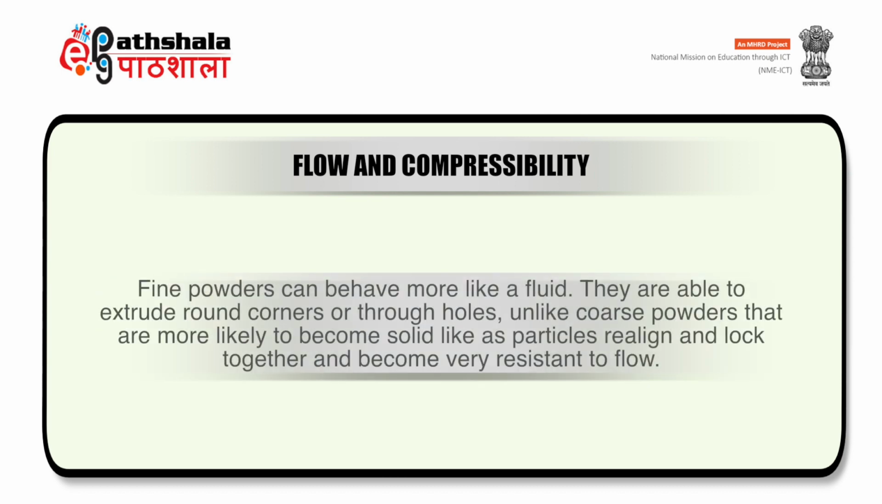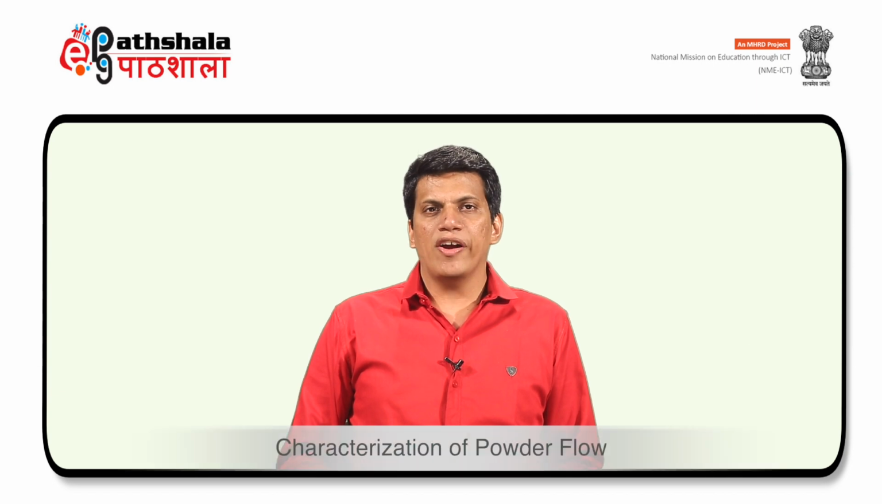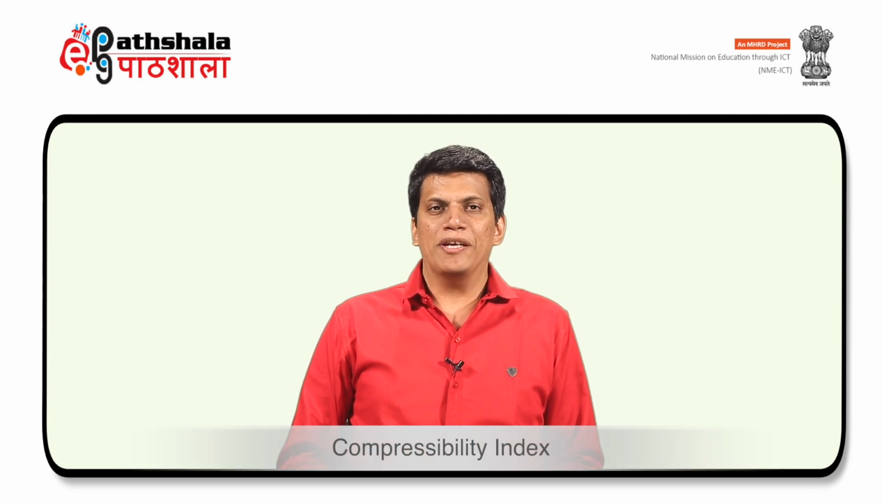However, under forced flow conditions, fine powders can behave more like a fluid. They are able to extrude round corners or through holes, unlike coarse powders that are more likely to become solid-like as particles realign and lock together and become very resistant to flow. Next, we will discuss characterization of powder flow. Commonly used methods for characterizing powder flow are: first, compressibility index, second, Hausner's ratio and third, angle of repose.